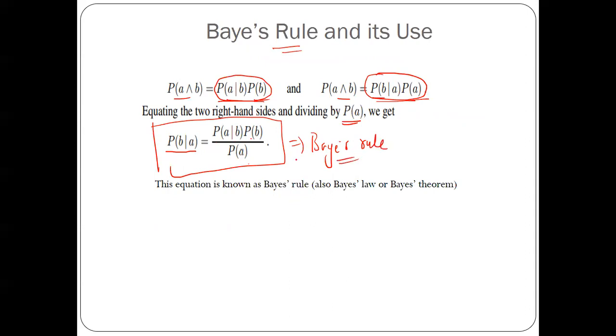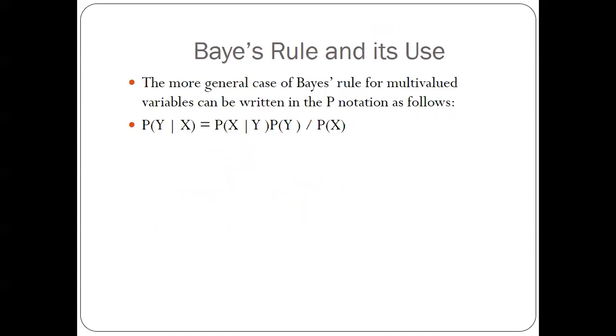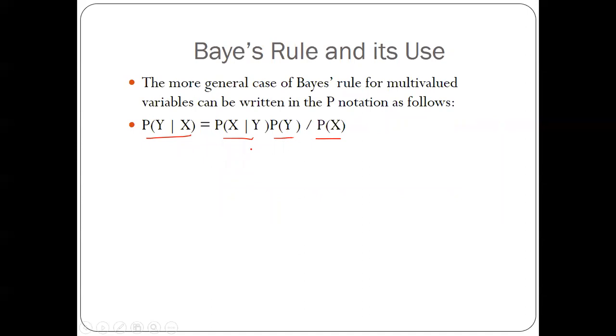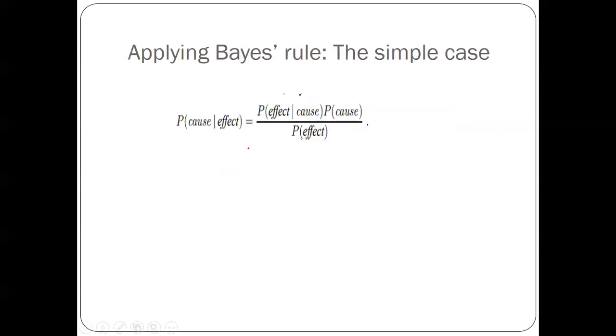Now this rule has a lot of usages. So we'll discuss one example of how Bayes rule is helpful. Again, this is also Bayes rule, represented using a generic format. Probability of y given x is nothing but probability of x given y into probability of y divided by probability of x. The same thing we discussed here: probability of b given a is nothing but probability of a given b into probability of b divided by probability of a.